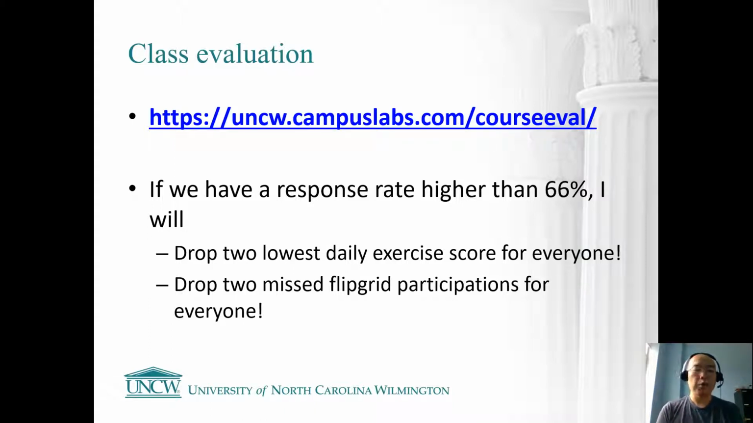Number two, I'm going to drop two missed flip grade participations for everyone. Remember, flip grade is required as part of this course. You don't have to do all the topics, but you do need to do 75% of the topics to get the total 5% toward your course score. So if I have a course evaluation rate higher than 66%, I'm going to drop two missing daily exercises and two missing flip grade participations.